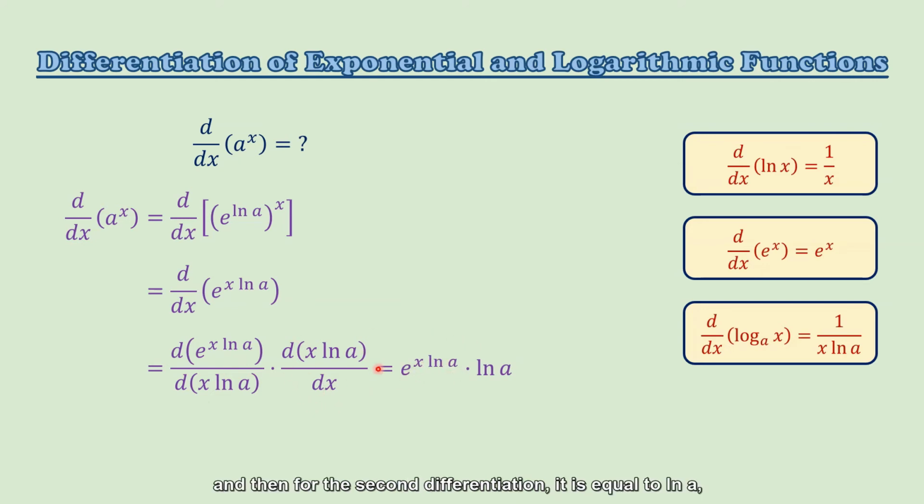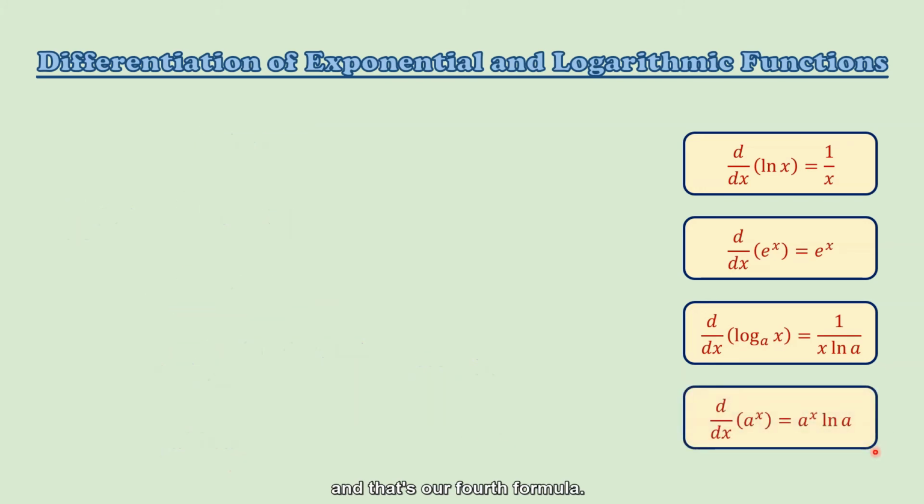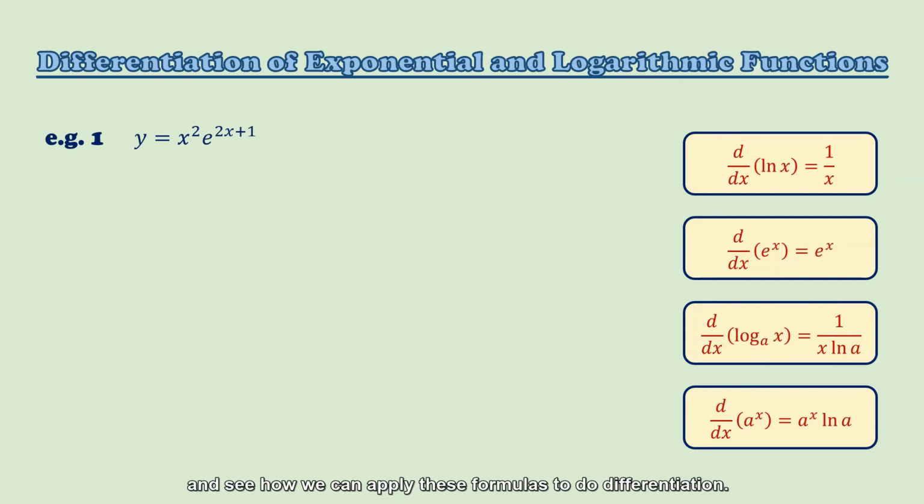And then for the second differentiation, it is equal to log a. And then here, we already learned that this one is just equal to a to the power x. And therefore this term can be rewritten as a to the power x, and that's our fourth formula, that is d a to the power x dx is equal to a to the power x times natural log a. Now let's take a look at some examples and see how we can apply these formulas to do differentiation.